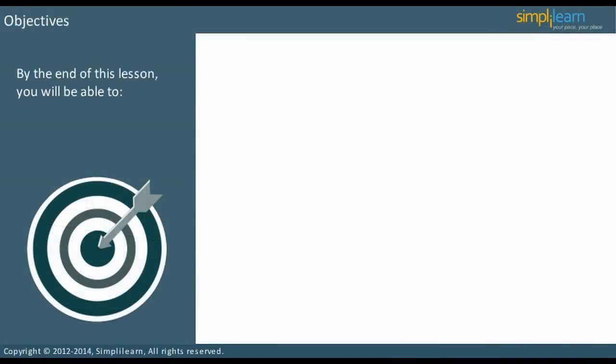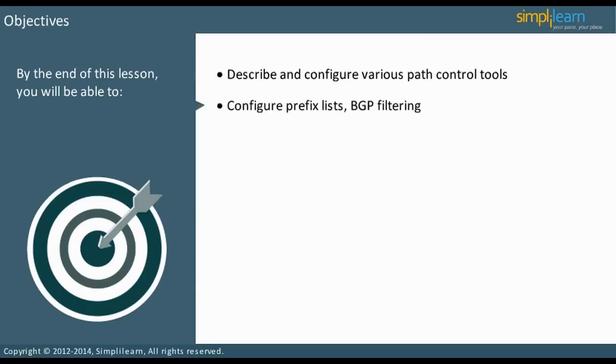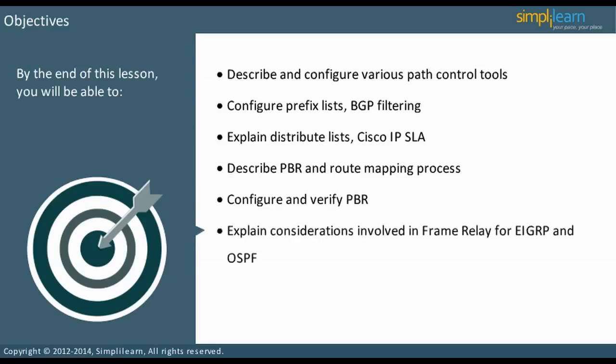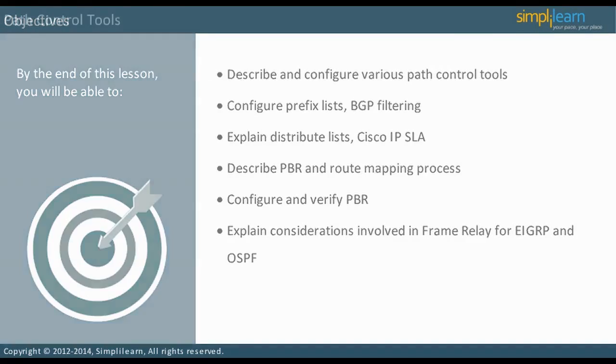By the end of this lesson, you will be able to describe and configure various path control tools, configure prefix lists, BGP filtering, explain distribute lists, Cisco IP SLA, describe PBR and route mapping process, configure and verify PBR, explain considerations involved in Frame Relay for EIGRP and OSPF. Let us start our discussion with the first topic, path control tools.